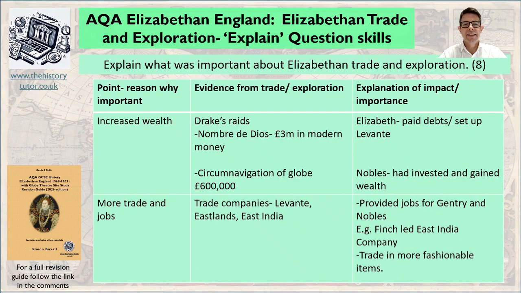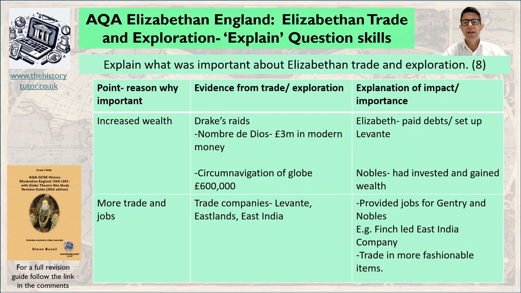Okay, so here's my ideas. My first point is increased wealth. Of course, Drake's raids, Nombre de Dios, £3 million in modern money, circumnavigation of the globe, £600,000, which is pretty much 6 times the national budget. Explanation and impact. So Elizabeth could pay off her debts.